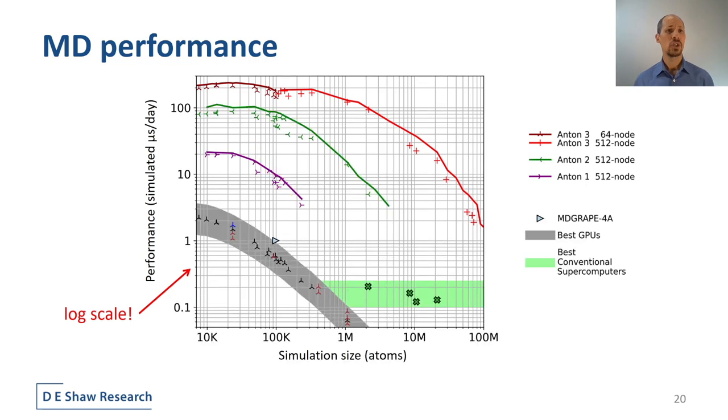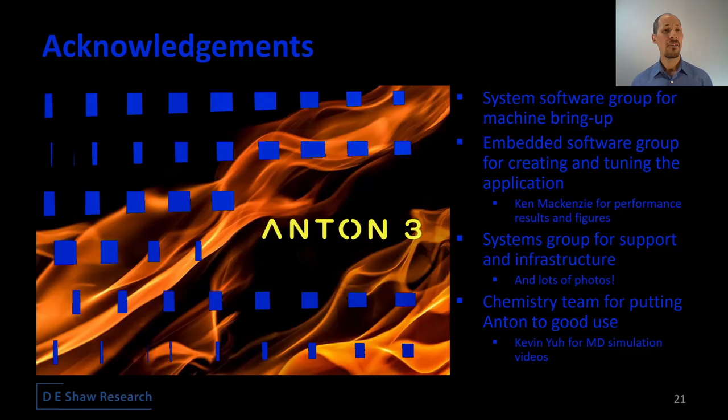Versus even Anton 2, still the world leader, Anton 3 is capable of running more than an order of magnitude faster. Even for small latency-dominated systems, Anton 3 is more than twice as fast as Anton 2, using only 1/8 the number of nodes. Anton 3 is more than 100 times faster than any non-Anton competitor, including some of the world's largest supercomputers, across nearly its entire capacity range. These performance results, expressed in factors rather than percentages over its competitors, inspired the hardware team to dub it a fire-breathing monster.